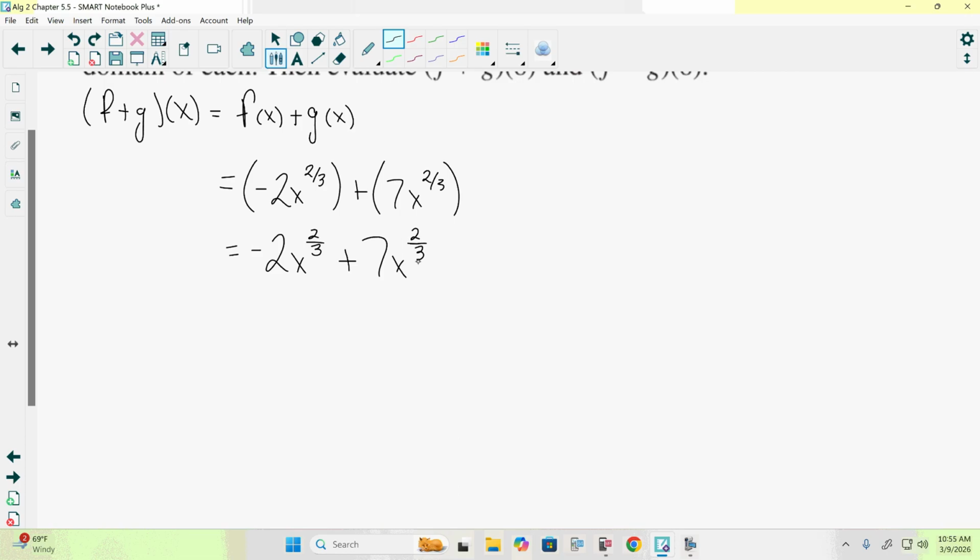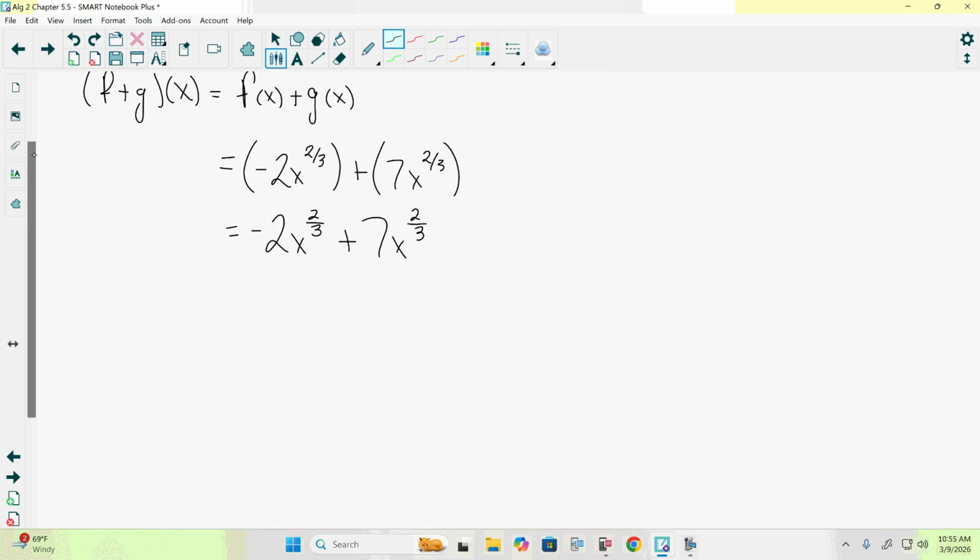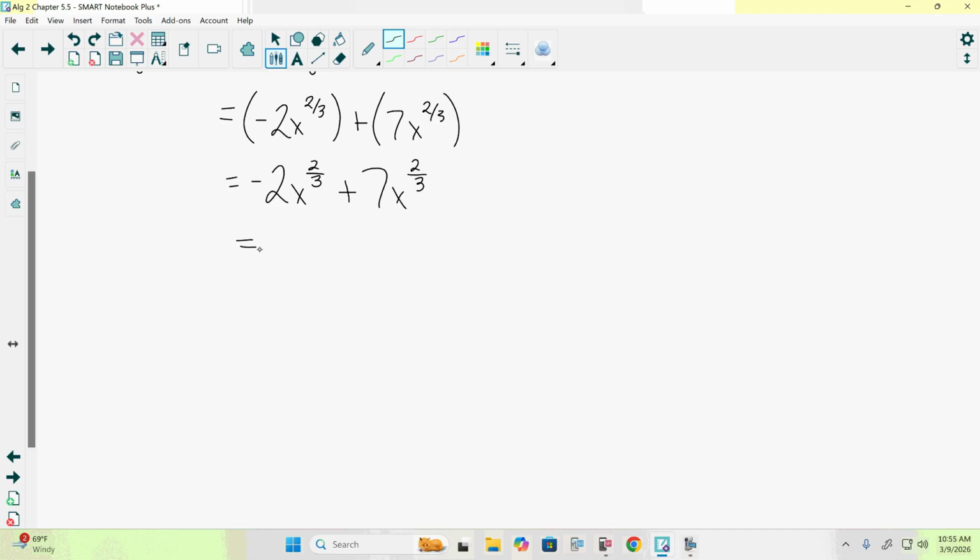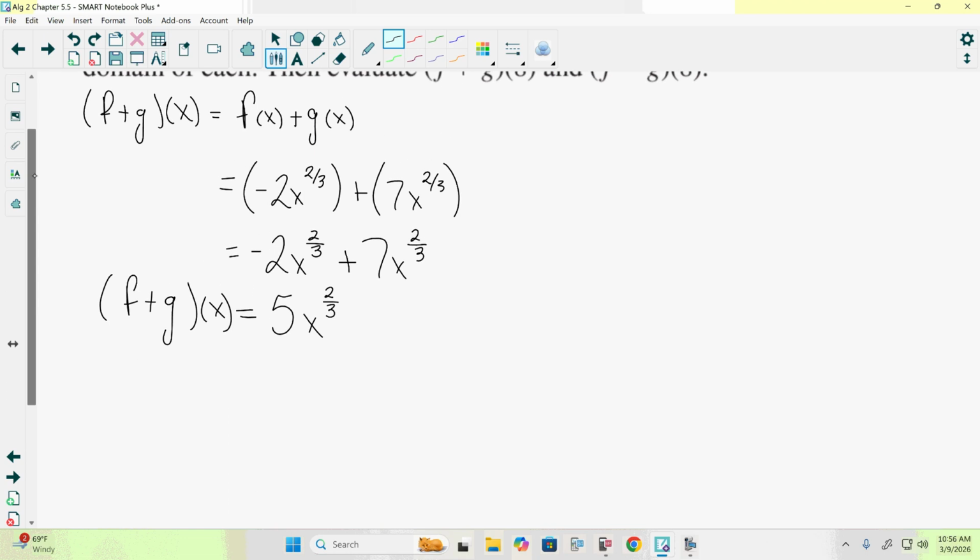Now, because both of the variables are put to the same exponent, they are considered the same. So these are both like terms. So we can go on and just add the coefficients. Negative 2 plus 7 would be 5x to the 2/3. So our f plus g of x would be 5x to the 2/3. We can go on and subtract.